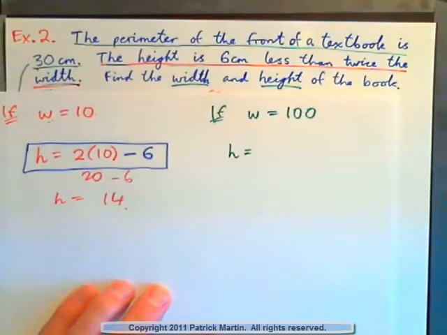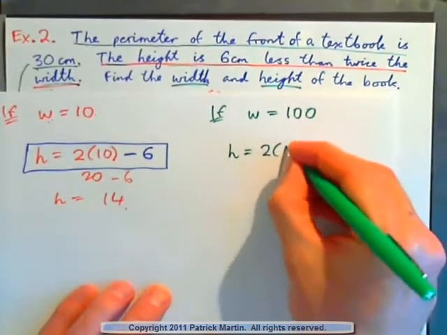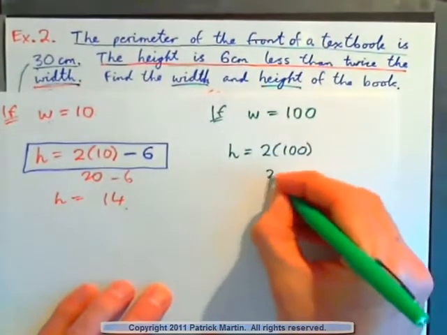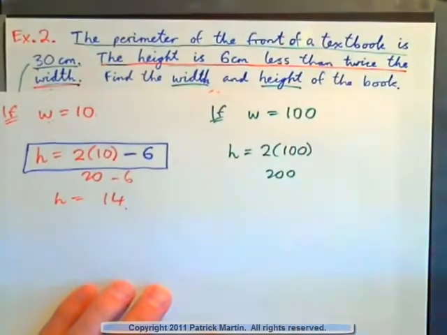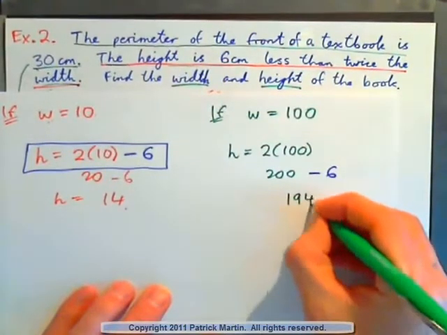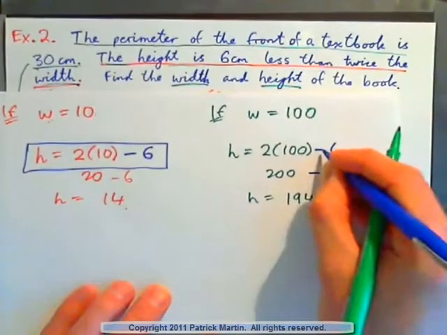Have you got it? Well, 6 less than twice the width. It should tell you that you've got to get twice the width first. 200, right? And then it's 6 less than twice the width, so it's 6 less than that, so it's 200 minus 6, which gives me 194, right? So it's 6 less than twice the width.